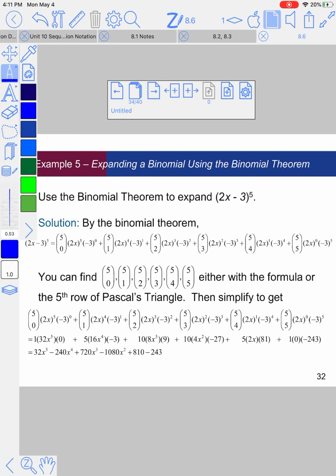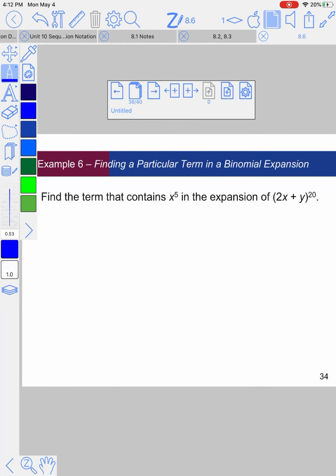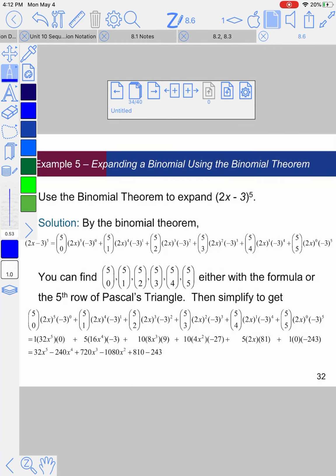Okay? Now, granted, it's extremely true that it's going to be so much easier if they ask us a question like this. If they say, okay, look, we want you to tell us what is the x to the 5th term in the expansion of 2x plus y to the 20th. Oh, baby. So, here we go. A couple things I want you to recognize and note. Take note here.